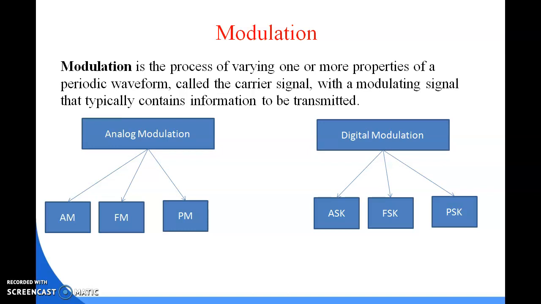Similarly, modulation is a technique. Your original signal does not have enough strength to travel a long journey from source to destination. So a carrier signal will be added to it, and that carrier signal changes according to the frequency of the original signal, and that is the modulated signal. This modulation is divided into two parts. One is analog modulation, the techniques used for analog signals, and the other is digital modulation, whose following techniques are used for digital signals.